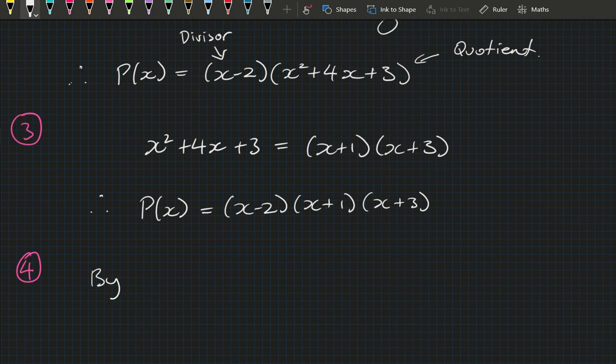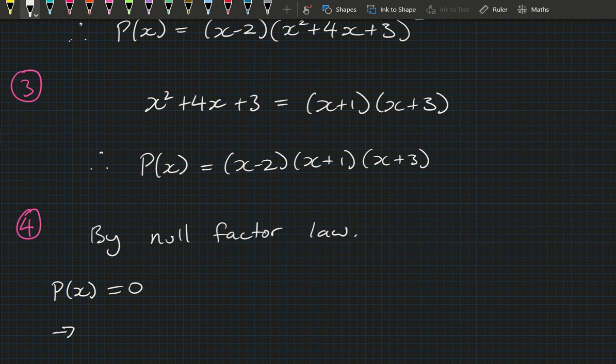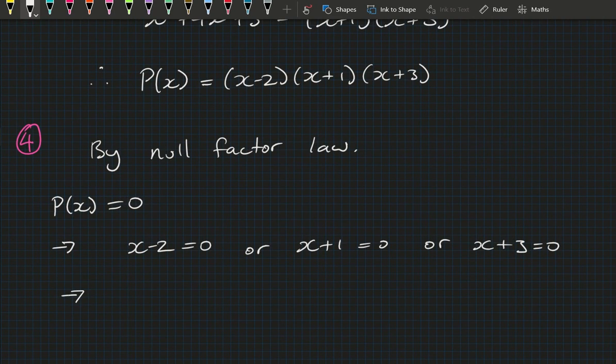Okay, part 4, using null factor law, p of x equals 0 when x minus 2 is equal to 0, or x plus 1 is equal to 0, or x plus 3 is equal to 0. So that means that x is equal to 2, or x is equal to minus 1, or x is equal to minus 3. Now I'm not going to do it here, but you could easily sub in x equals 2 or minus 1 or minus 3 into the initial polynomial and see that it will give you 0.